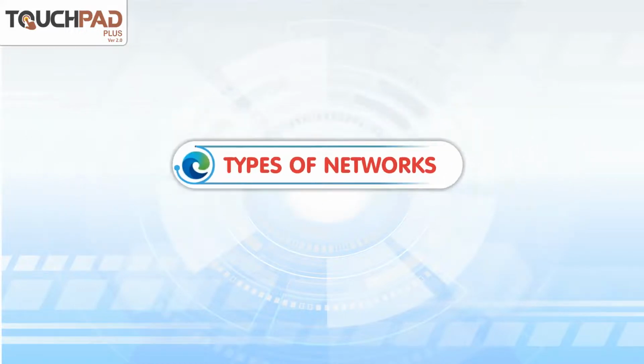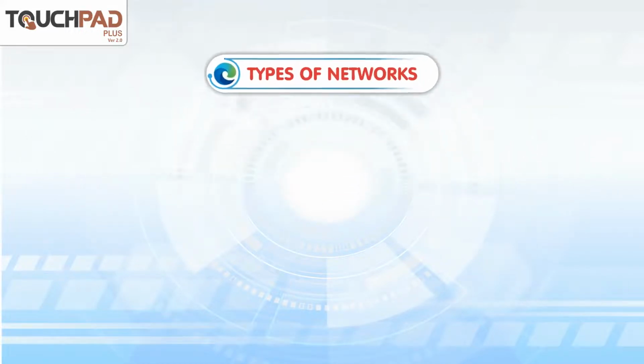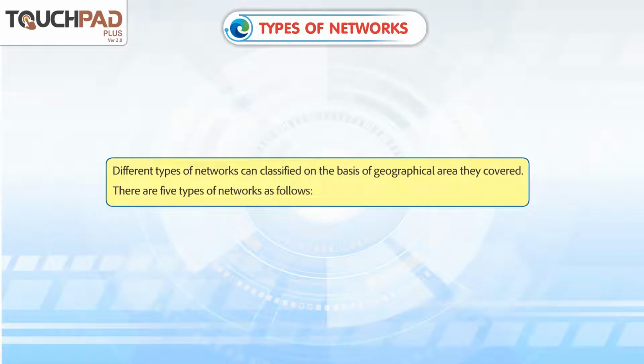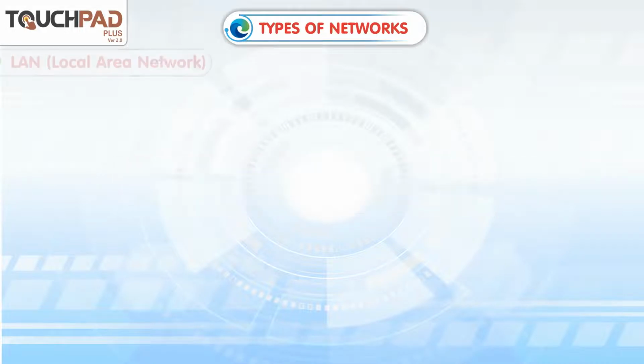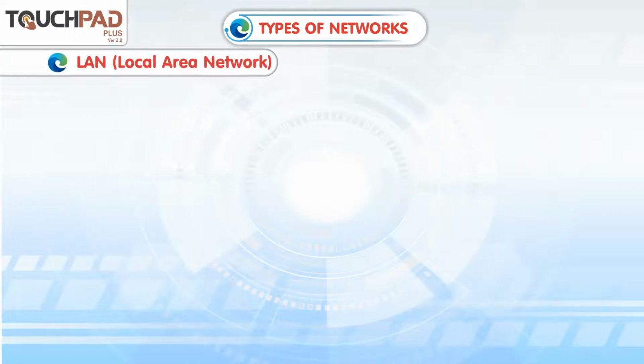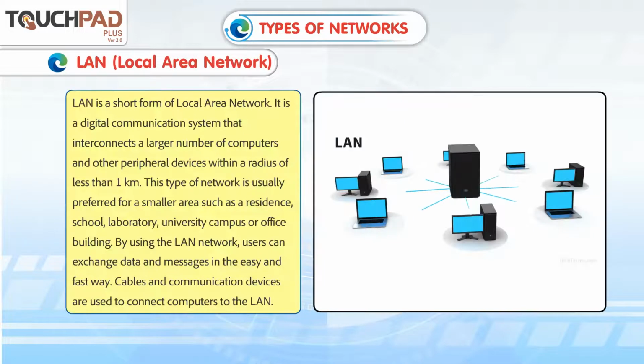Types of networks. Different types of networks can be classified on the basis of geographical area they cover. There are 5 types of networks as follows. LAN, Local Area Network. LAN is a short form of Local Area Network. It is a digital communication system that interconnects a number of computers and other peripheral devices within a radius of less than 1 kilometer.